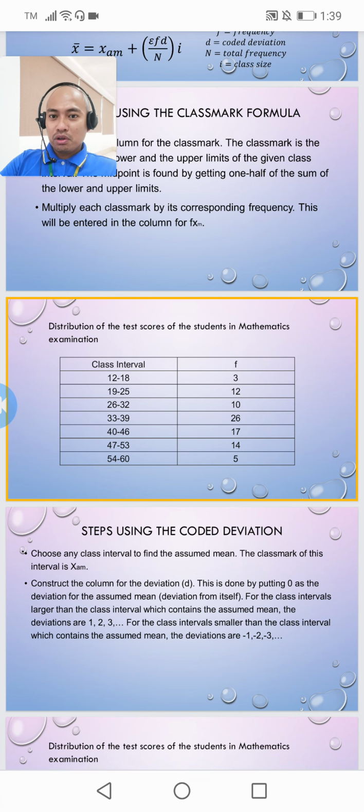Now, is it possible to choose 12 to 18 as the assumed mean? Yes, that is still possible. So the assumed mean using that interval will be the midpoint of 12 and 18. Is it also possible to have 54 to 60 as the location of the assumed mean? Yes, that's still possible. So it's up to us.